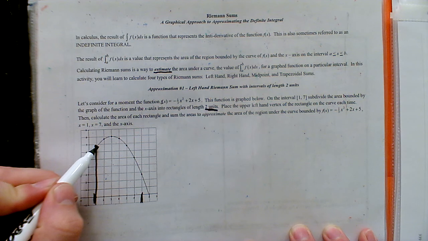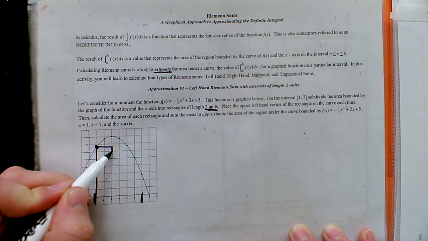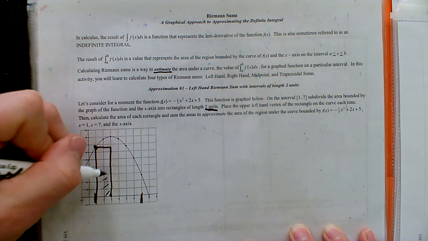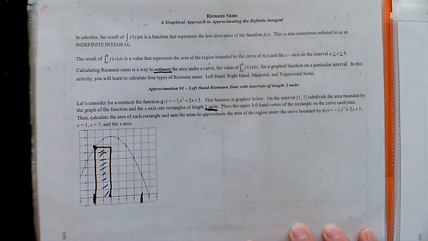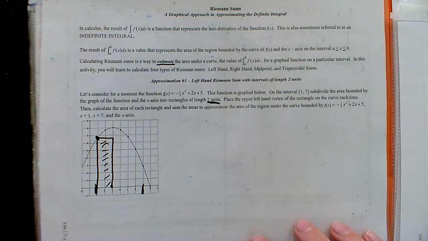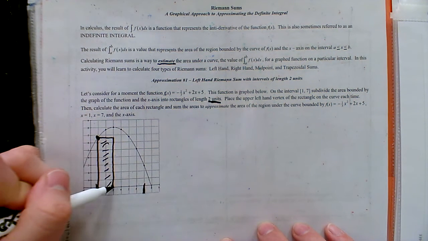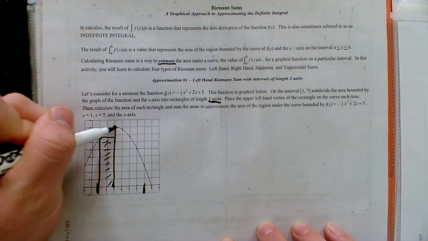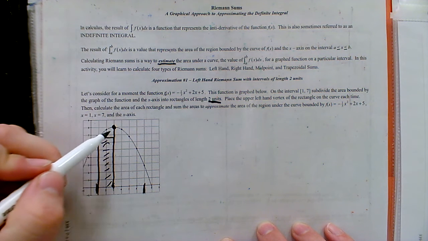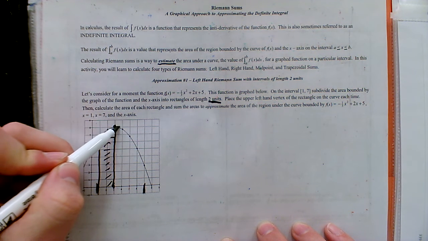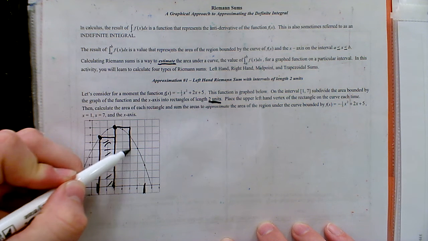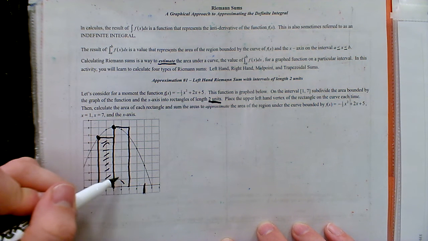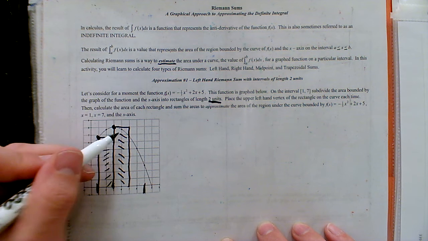And again, these rectangles are 2 units. So we go over 2 and back down. So this is the first rectangle that we're going to try to find the area of. The next rectangle, well, it starts right here. It's going to go up. The left side of the rectangle you take all the way to the curve and then go over 2 units. Go back down. So again, this is our next rectangle.